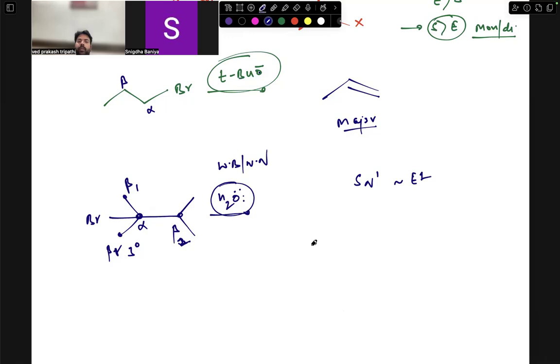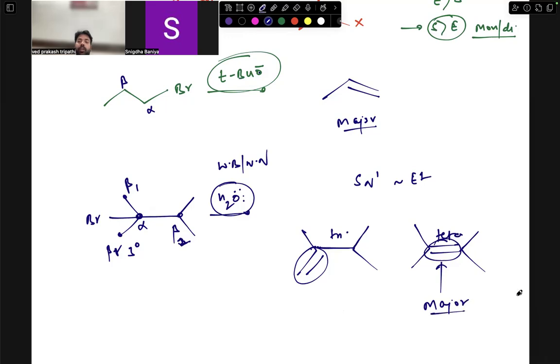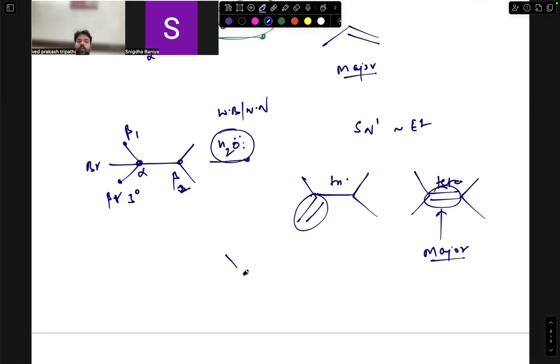So the number of products would be only 2. So it should be either this one, or this one. These two products could form. And this is tetra substituted, this is tri substituted, and this is di substituted. Means we will see only this one because this is the Saytzeff one. So in alkene, this one is the major. And if you want to draw your substitution product, then it would be this.